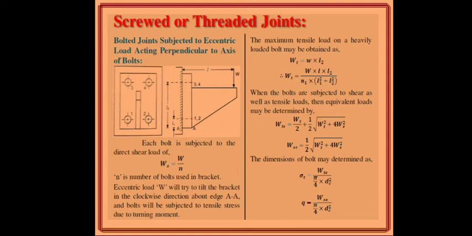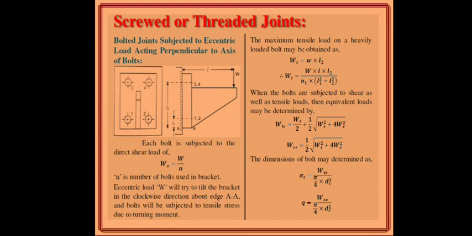So the eccentric load W will try to tilt the bracket in the clockwise direction about edge AA, and the bolts will be subjected to a tensile stress due to the turning moment. So the maximum tensile load on a heavily loaded bolt may be obtained as WT is equal to w into L2, as you already know. Now WT is equal to W into L into L2 divided by N1 into (L1 square plus L2 square).